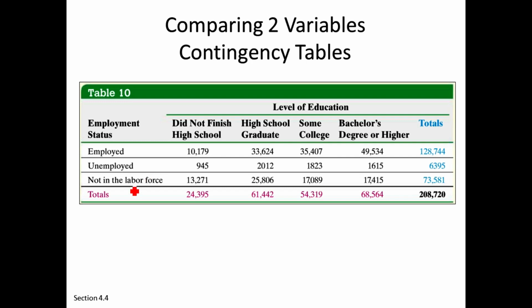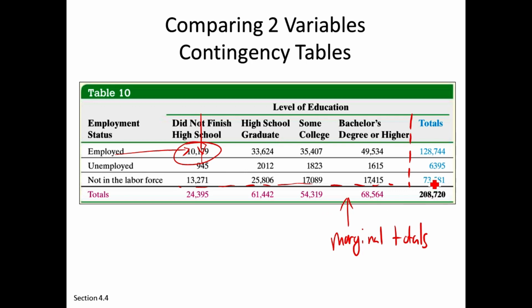What it does is split people into groups, right? So like this person right here didn't finish high school, and they are employed. Each of these groups is at the intersection of the two categories, the column and the row. Out here in the margins are what we call marginal totals. Notice this number right here is associated with this column. So 24,395 people didn't finish high school. 61,442 finished high school, and so on.